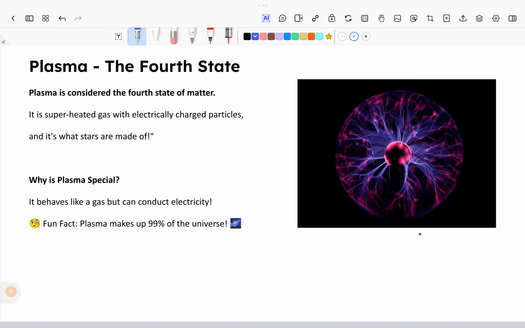And there's a fourth state called plasma. It's a superheated gas with electrically charged particles, and plasma is what stars are made up of. What makes plasma so special? Because it behaves like a gas but can conduct electricity. 99% of the universe is made up of plasma.